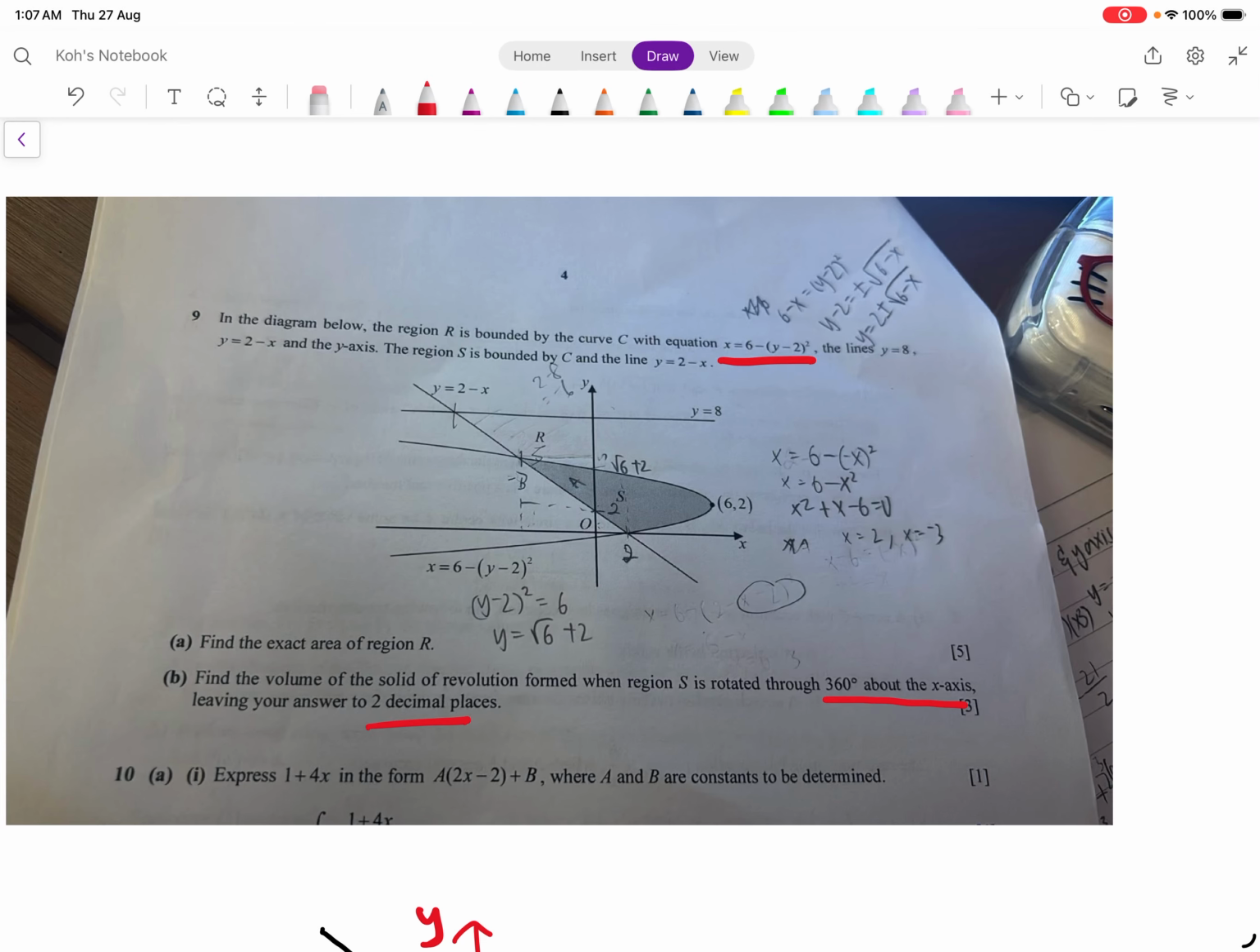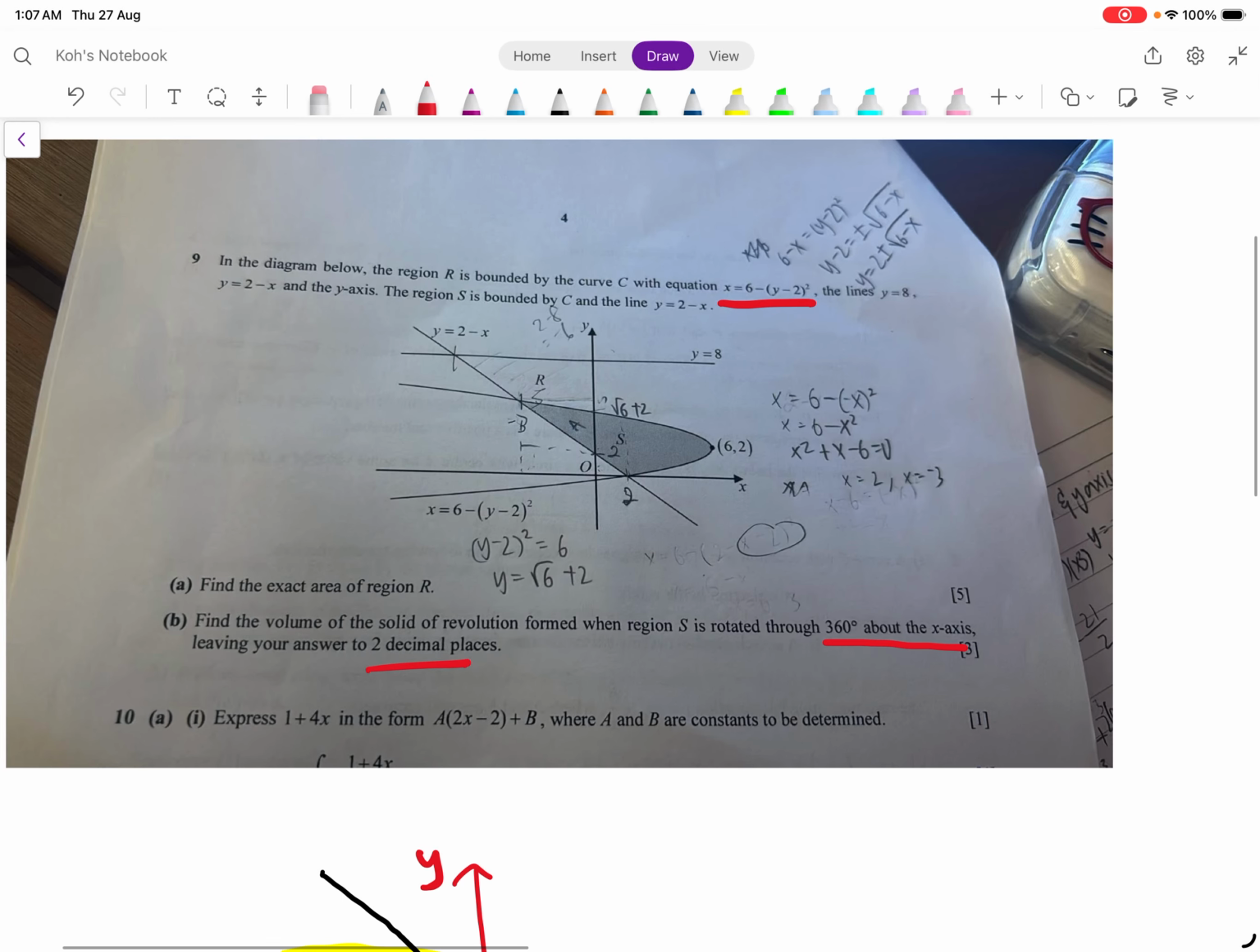Alright, let's go through question 9b. We are asked to find the volume of the solid of revolution formed when we rotate region S 360 degrees about the x-axis, leaving the answer in 2 dp. So definitely we can use your GC.